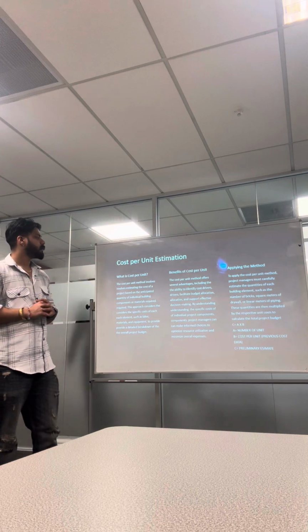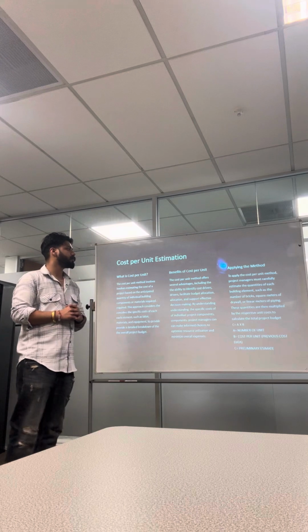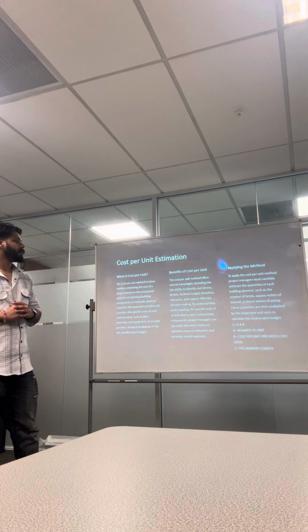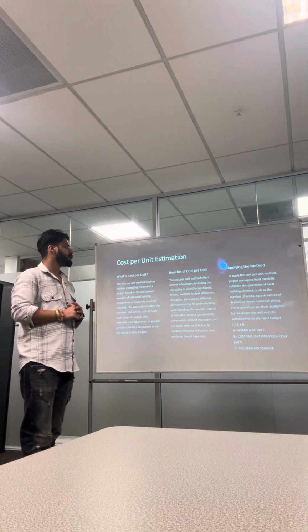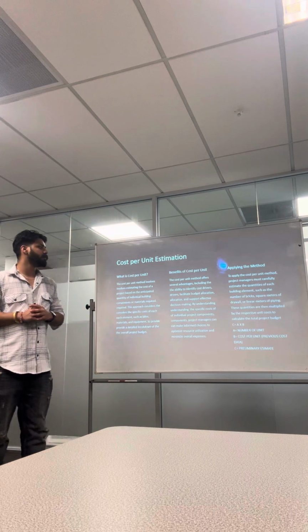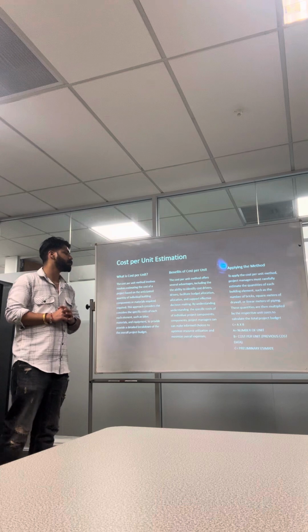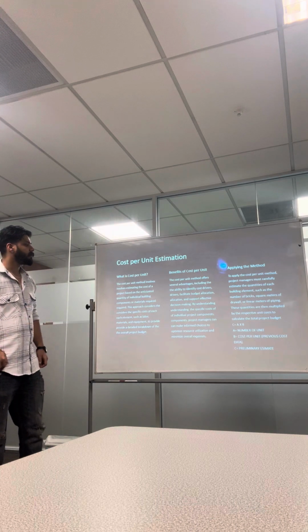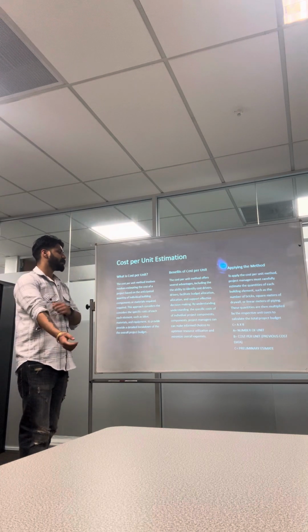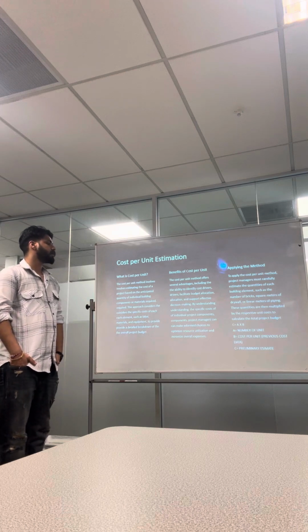Applying the method. To apply the cost per unit method, project managers must carefully estimate the quantities of each building element, such as the number of bricks, square meters of drywall, or linear meters of piping. These quantities can be multiplied by the respective unit cost to calculate the total budget.